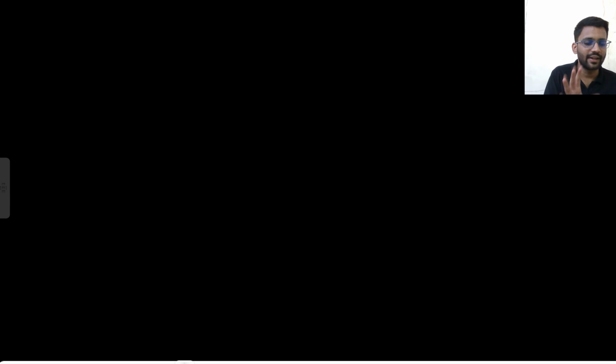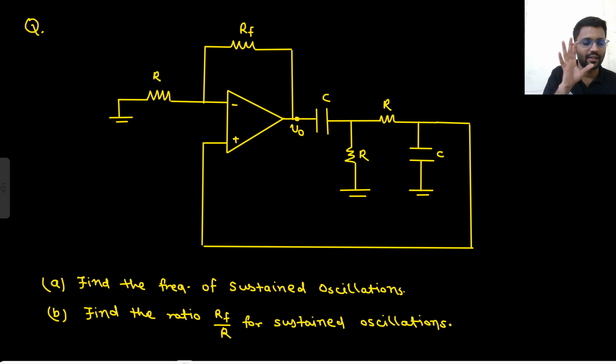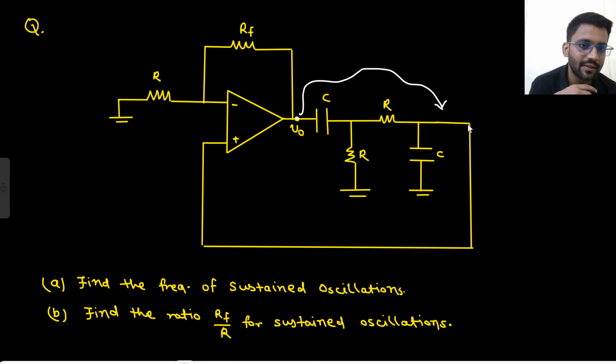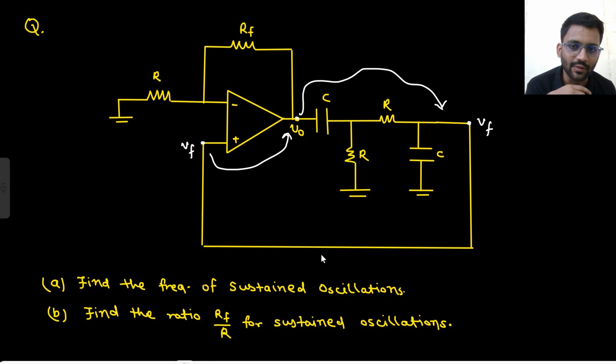So hold on till the end. You will certainly get to understand a lot of new things, or whatever that you are not able to understand, you are going to understand. So here, this is our output. So tell me, what will be the feedback? From here to here, it will be the feedback. Now this VF will go here, and this will be the forward gain. From here to here, this will be the forward gain.